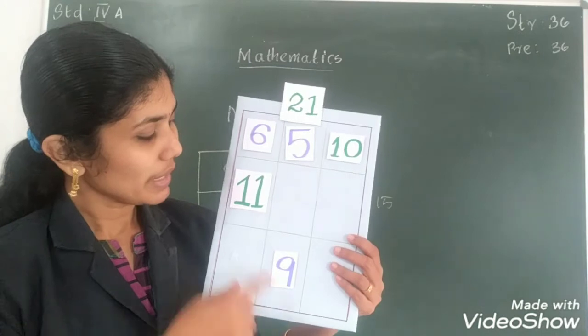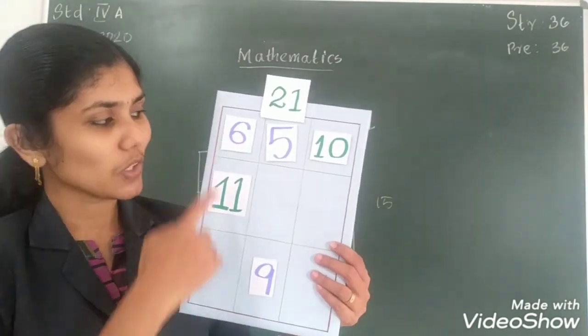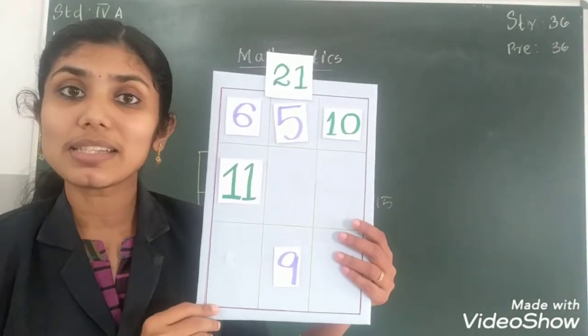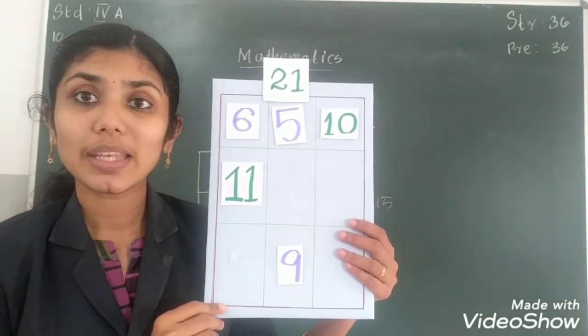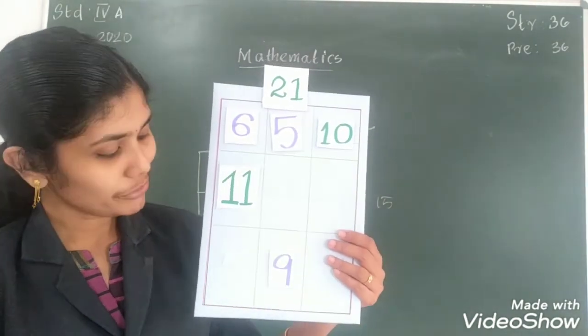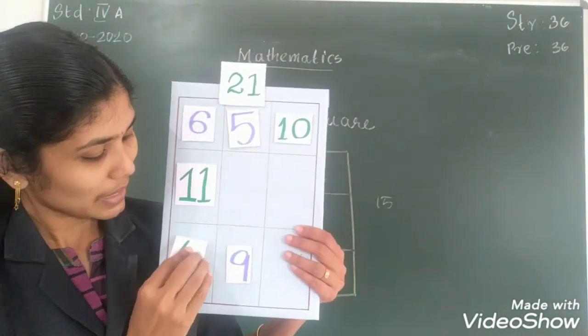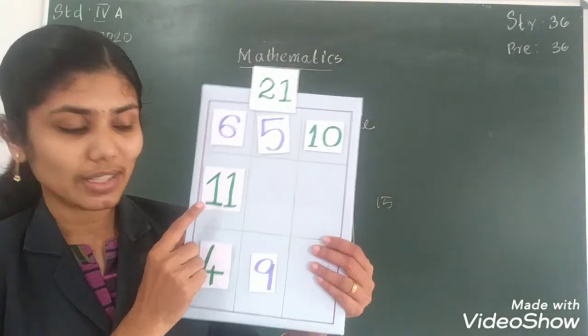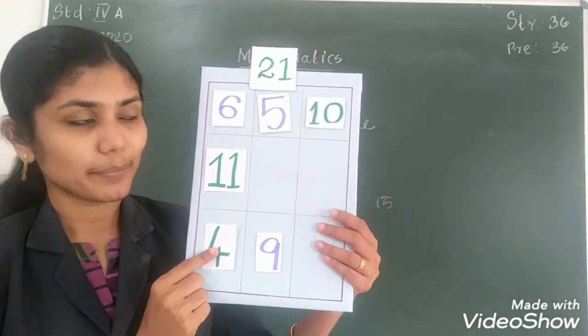So now we can complete this column, right? Because we have 2 numbers and 1 number is missing. We know that 6 plus 11 is what? Yes, 17. To make it 21, we need 4. So here place 4. So 6 plus 11 is 17 plus 4 is 21.